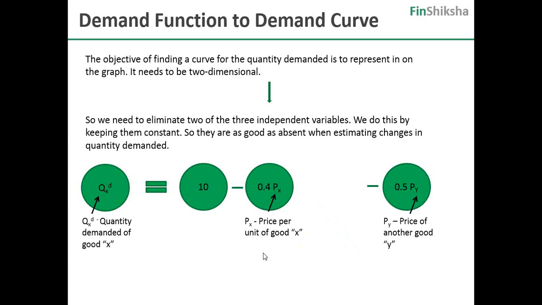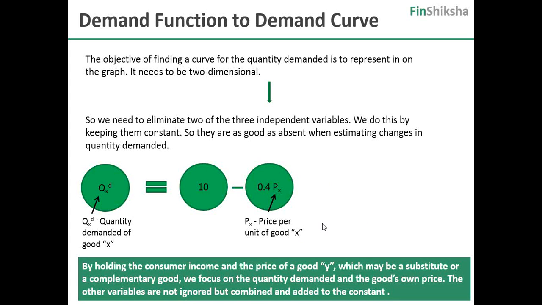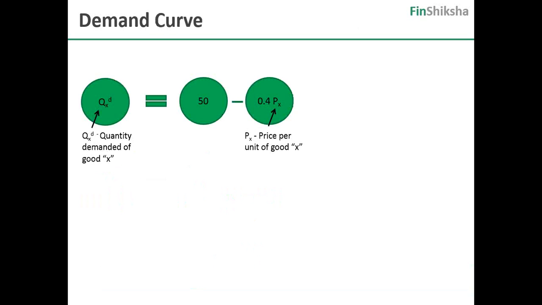So let's remove the consumer's income from there. Let's then remove the price of the other good from there. By holding the consumer income and price of good Y constant, we would focus on the quantity demanded and the good's own price. The other variables are, remember, not ignored but combined and added to the constant. So let's assume you put in some price point for the income, you put in some price point for good Y, and let's say you get this equation. So you added that 50 based on whatever numbers you got. That 10 has become 50 now, correct?